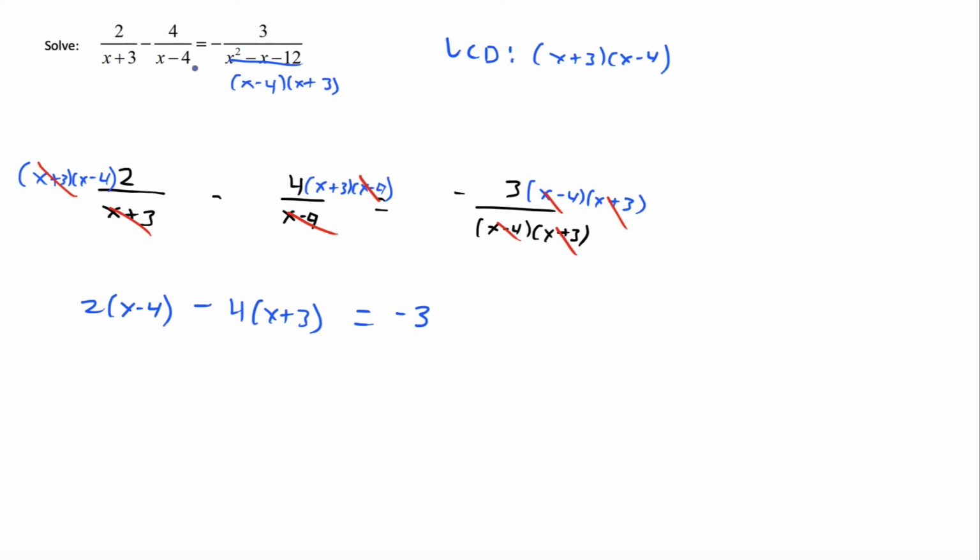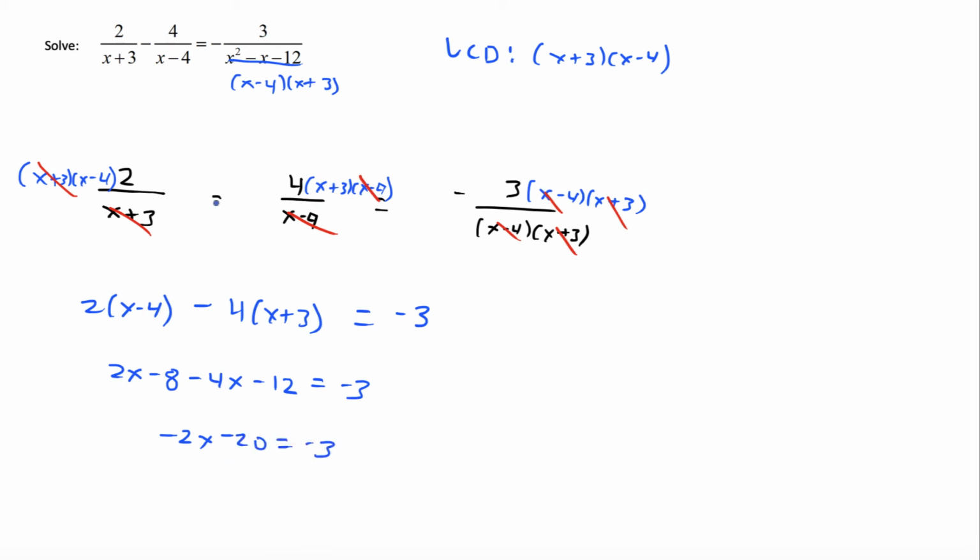By multiplying each term by the LCD, we've essentially eliminated the denominators. And this is just a linear equation. We should be able to solve this. So let's distribute through, combine like terms, and see what we get. So we get 2x minus 8 minus 4x minus 12 equals negative 3. We can combine these: 2x minus 4x is negative 2x, and negative 8 minus 12 is negative 20, equals negative 3.